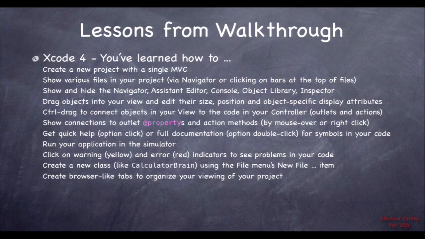You learned how to get help by using the Option key and clicking on text, or Option double-clicking to bring up the full documentation. You learned how to run your application in the simulator, obviously. You learned how to click on the yellow warnings and the red errors. And you know, sometimes you have multiple errors on one line, and if you click on the little yellow or red thing, then over on the right-hand side, it'll have a number like 2. There are 2 warnings here, and you can click on that.